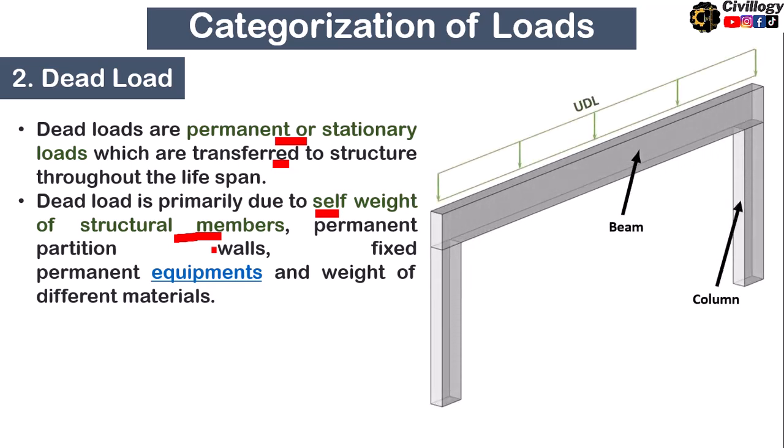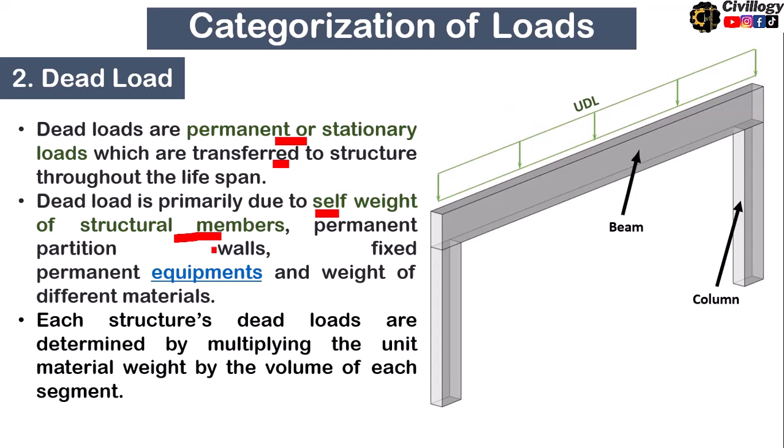materials. As you can see over here, the dead load mainly includes the structural members like the weight of the beam, weight of the slab, weight of the column, weight of the stairs, which are fixed and which are transferred to the structure throughout the lifespan of the building or structure. Each structure's dead load is determined by multiplying the unit weight of the material by the volume of each segment.